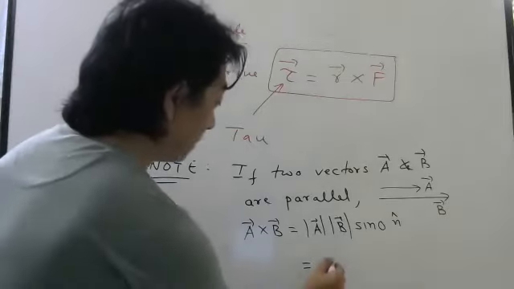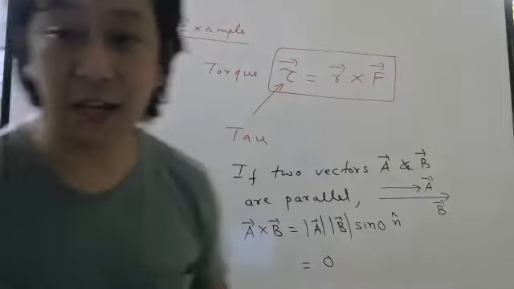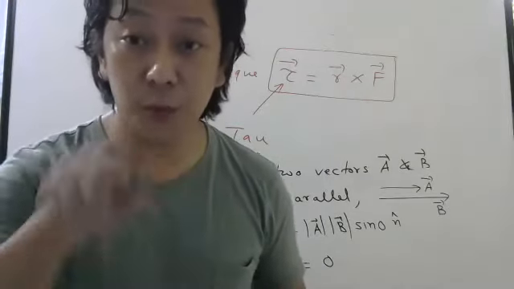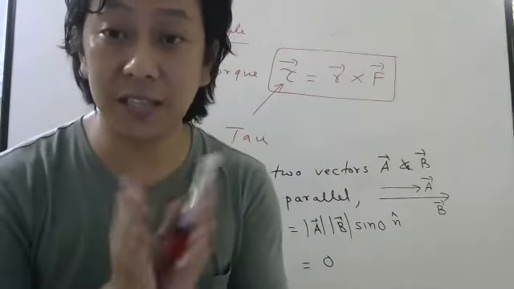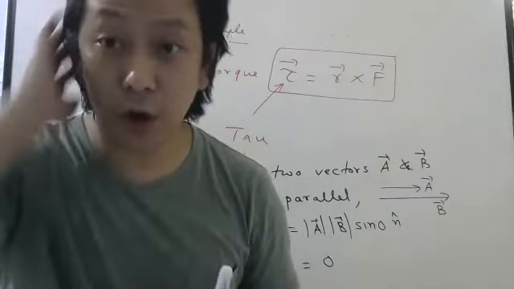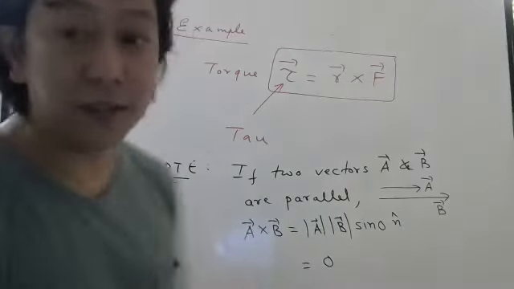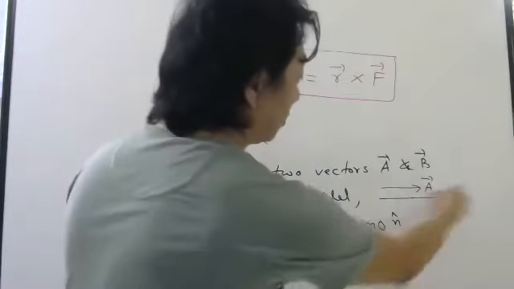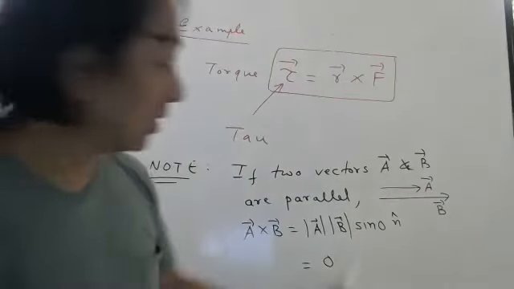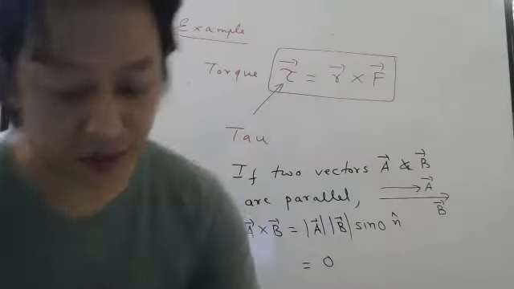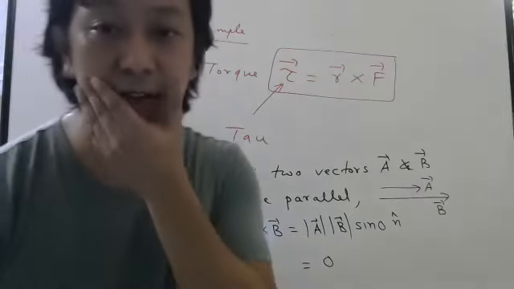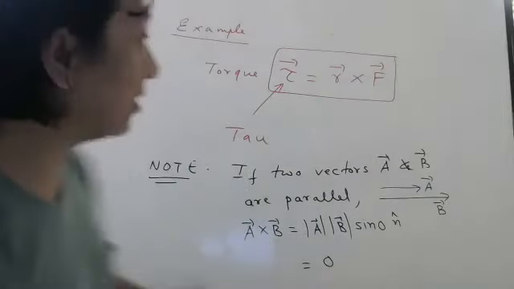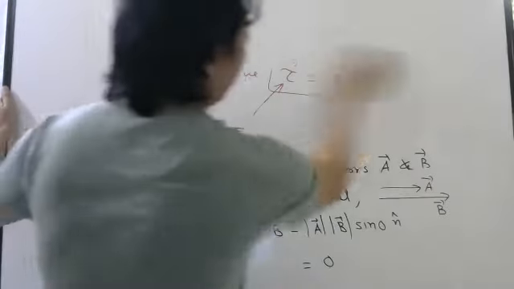It is 0. So just like dot product was 0 when vectors are perpendicular, cross product will be 0 when the vectors are parallel. Even if they are in opposite direction, it doesn't matter. Sine 180 is also 0. Sine 180 degree is also 0. So try to remember these small things.